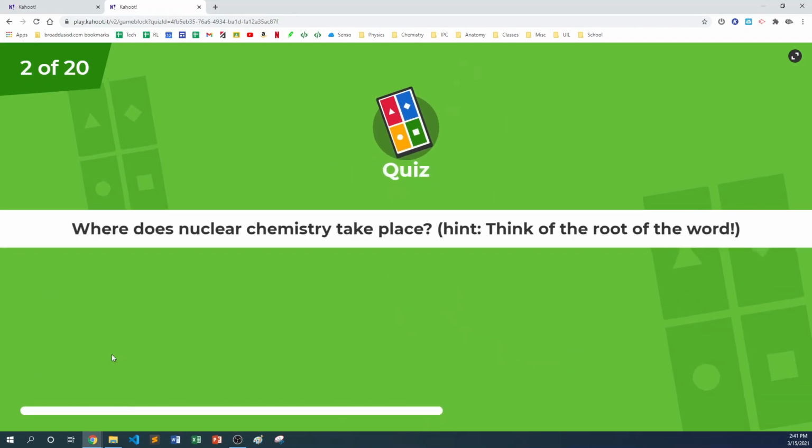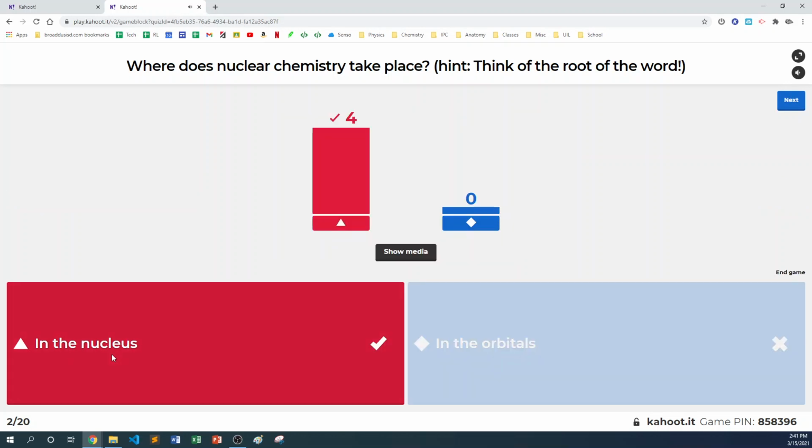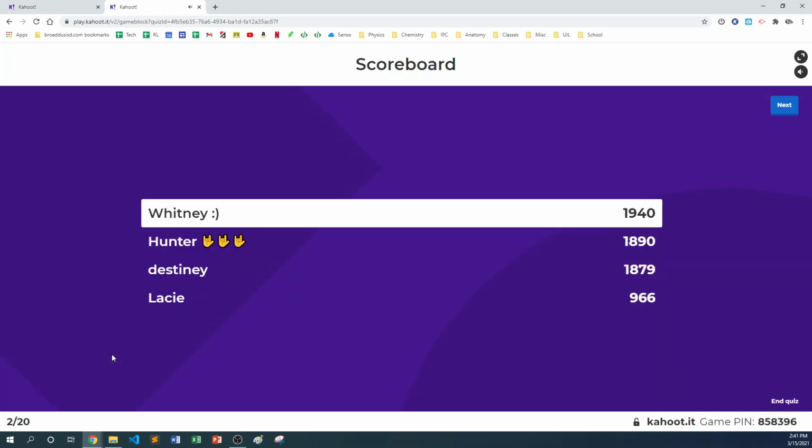Where does nuclear chemistry take place? I love the hint and the picture. Watch me still get it wrong. Watch me. Okay. Get nervous. Yeah.